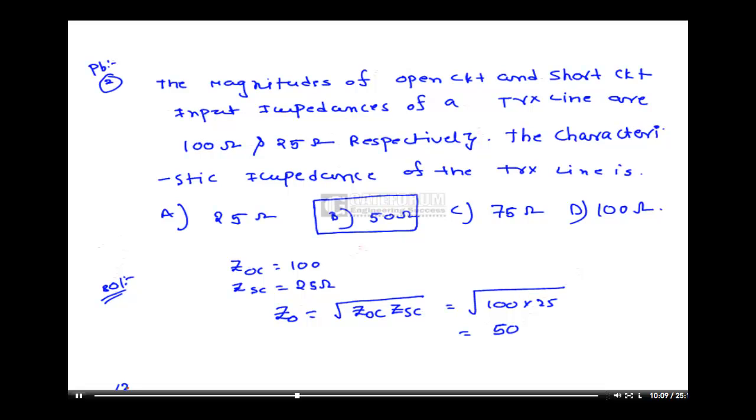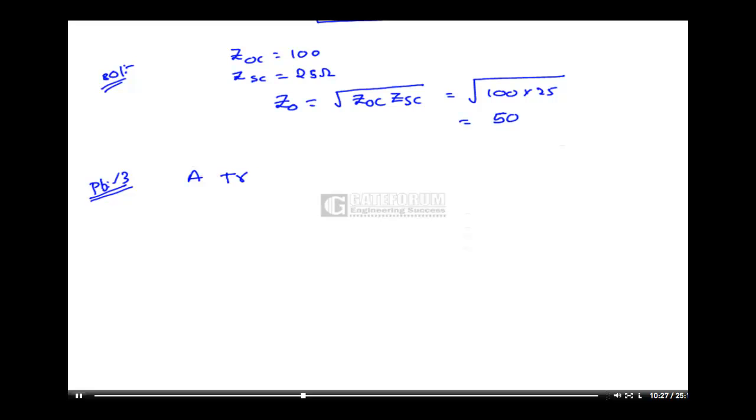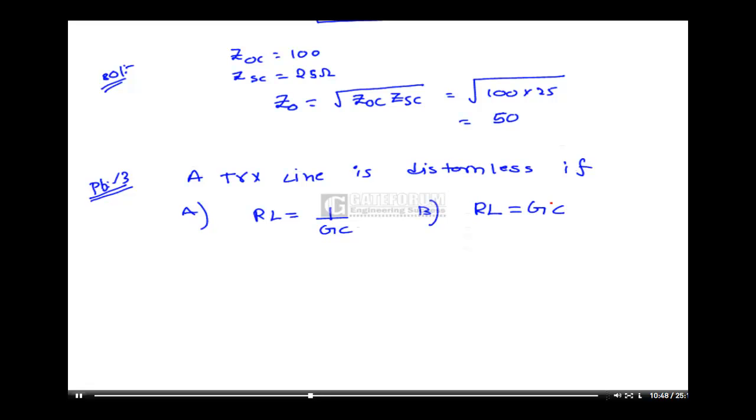Problem 3. A transmission line is distortionless if: option A, RL is equal to 1 by GC; option B, RL is equal to GC; option C, LG is equal to RC; option D, RG is equal to LC.